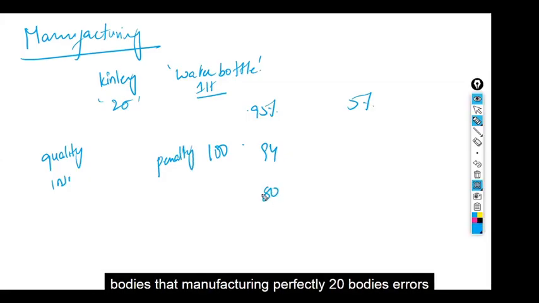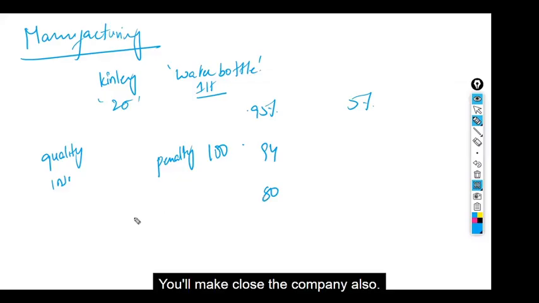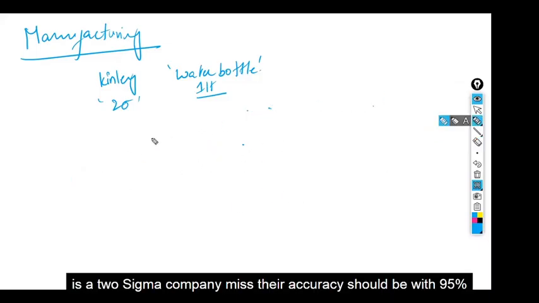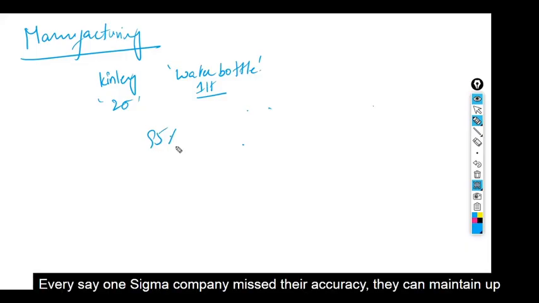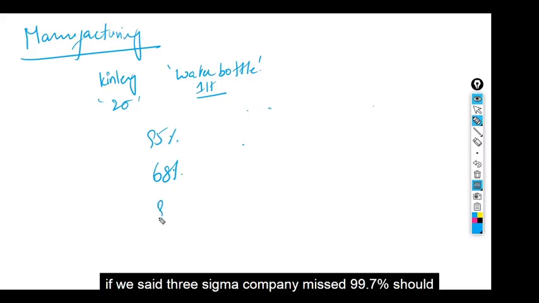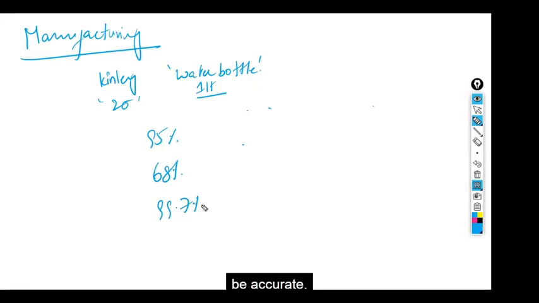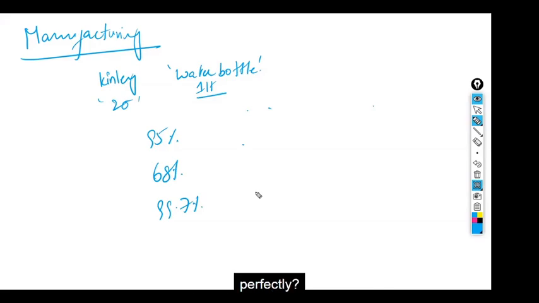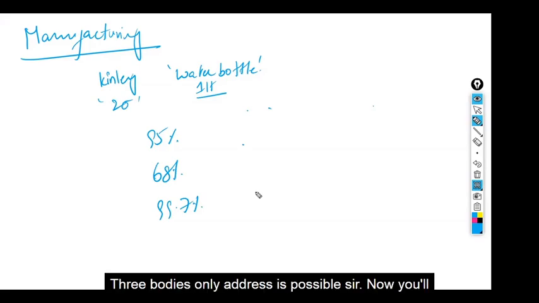For example, if they are manufacturing only 80 bodies perfectly, and 20 bodies with errors are being released into the market, you will close the company because they are cheating. So based on the type of company, if it is a 2 sigma company, their accuracy should be 95%. If it is a 1 sigma company, they can maintain up to 68%. If it is a 3 sigma company, 99.7% should be accurate. 99.7% means out of 1000 bodies, they have to maintain 997 perfectly. Only 3 bodies with errors are possible.